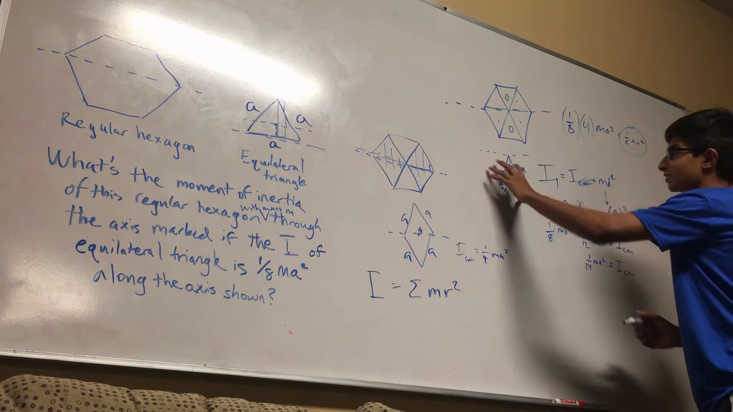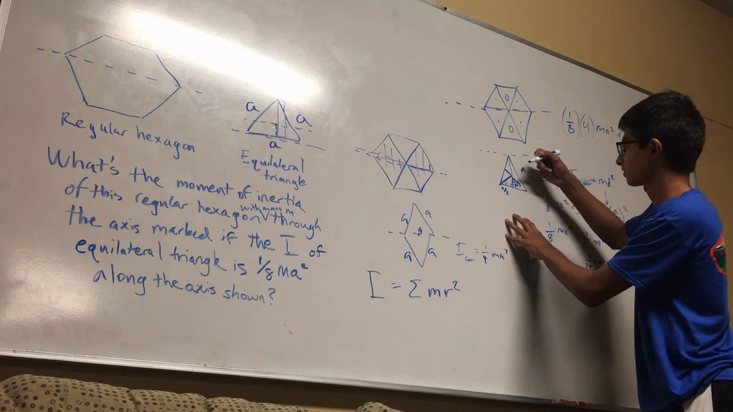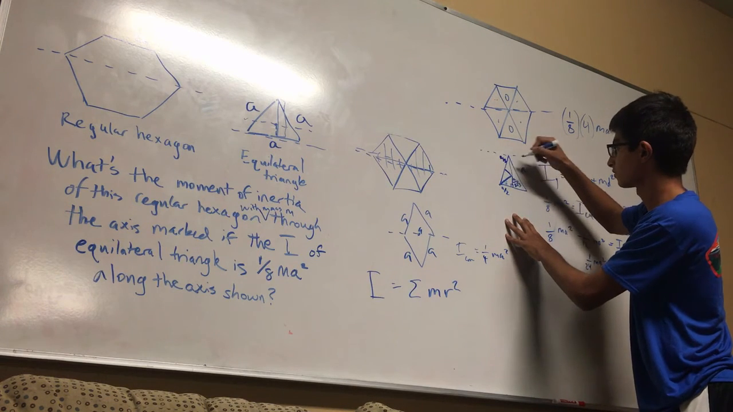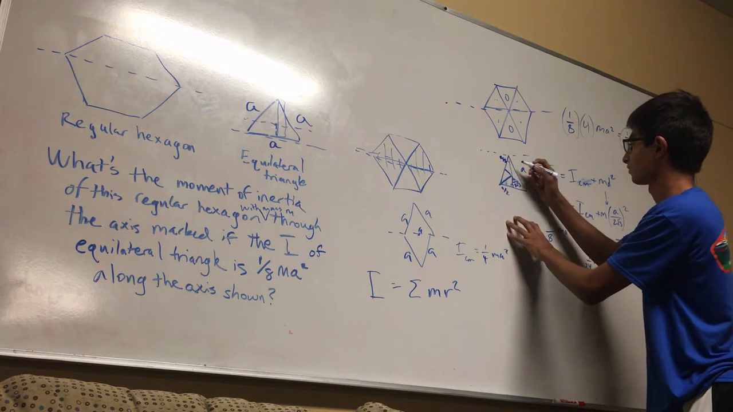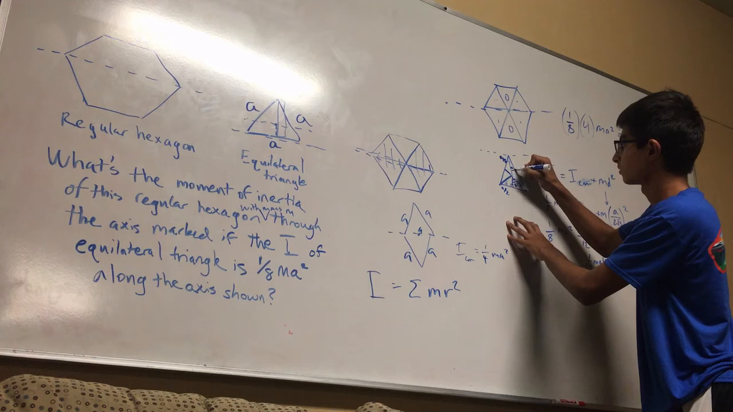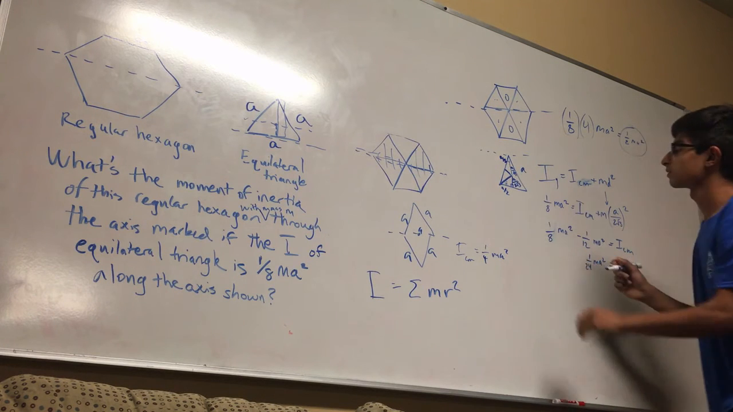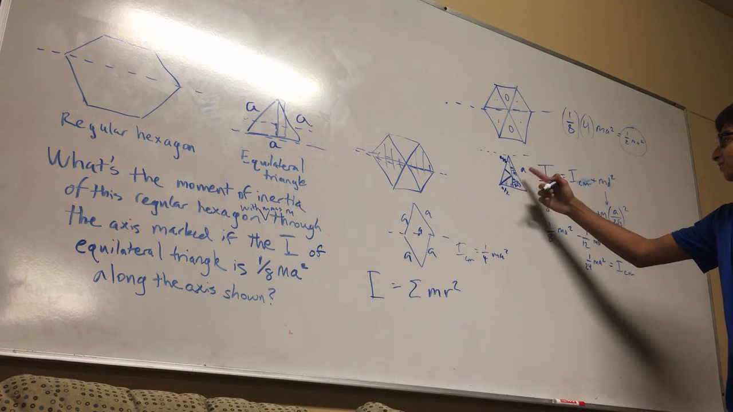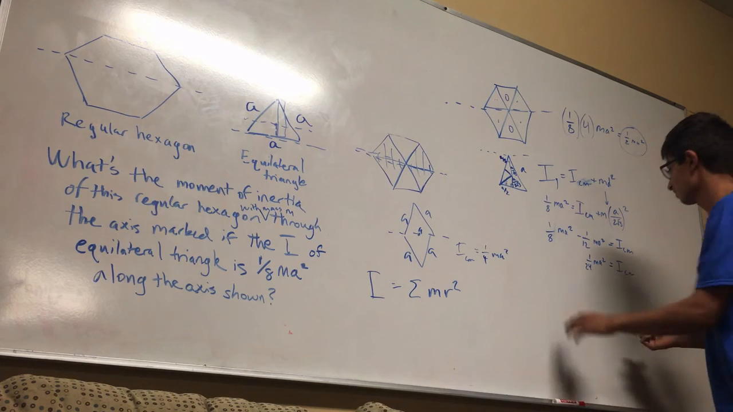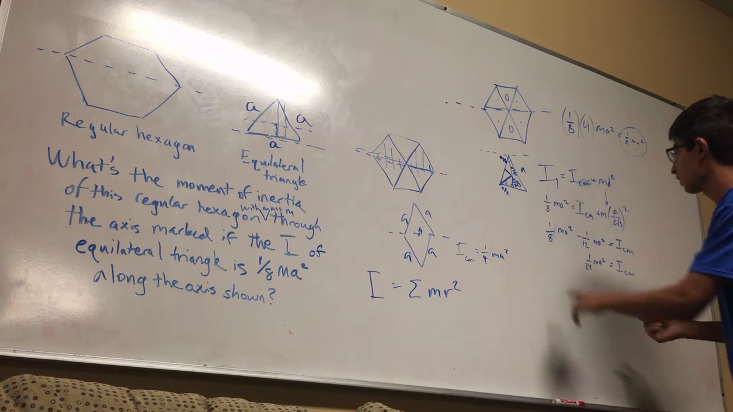So if we were to solve for this distance right here, this is going to become a over 2. This right here is a 30-degree angle, so that's going to be a over root 3. That's really messy, but it should add up to a over 2, a over root 3. And now we can do this again.